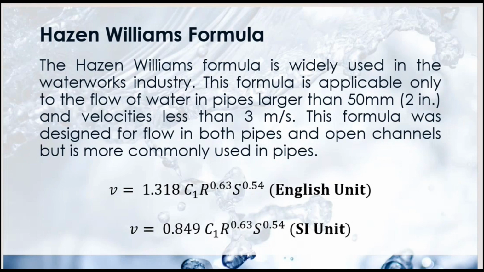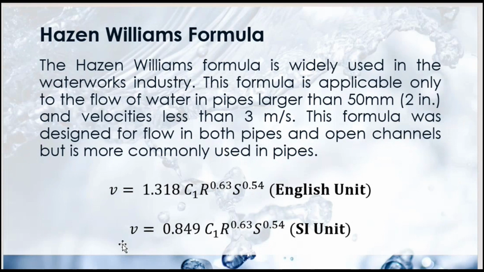We all know from the continuity equation, or the equation of the discharge, that as the area of the pipe increases, the velocity of the flow decreases. So that's why if it is larger than 50 millimeter, we expect that the flow of fluid in the pipe will be slower than if it is less than 50 millimeter. This formula is designed for flow in both pipes and open channels, but it is commonly used in pipes in networks.